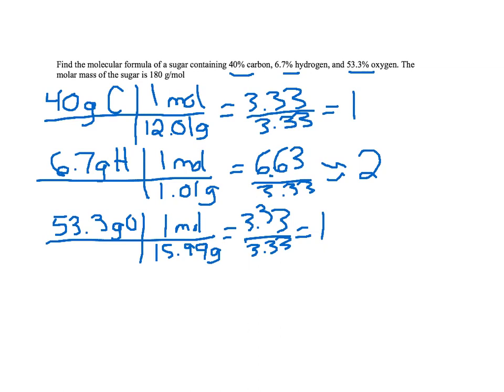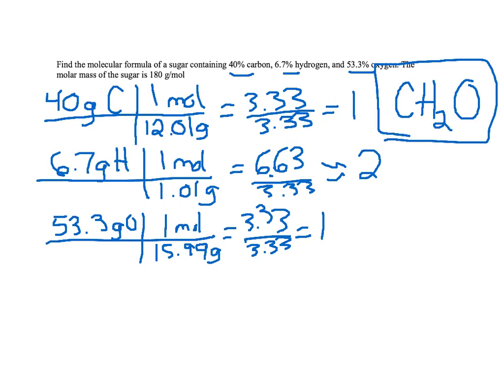So the first one goes with carbon, so we're just going to write C. The 2 goes with hydrogen, so we're going to write H2. And finally, the last one goes with oxygen. So this is our empirical formula, CH2O. Next, we're going to start the steps to find the molecular formula.